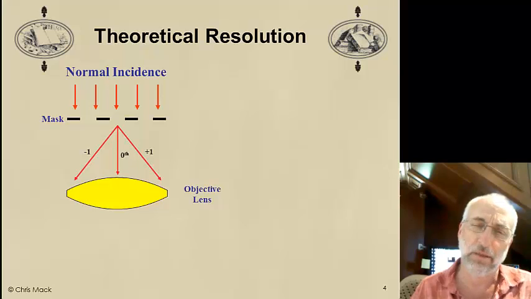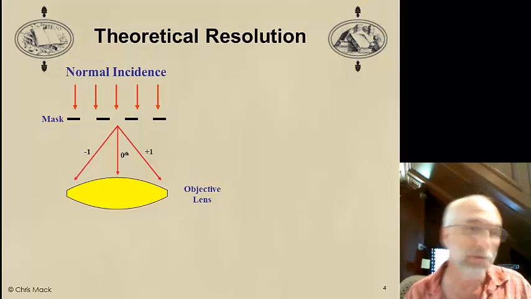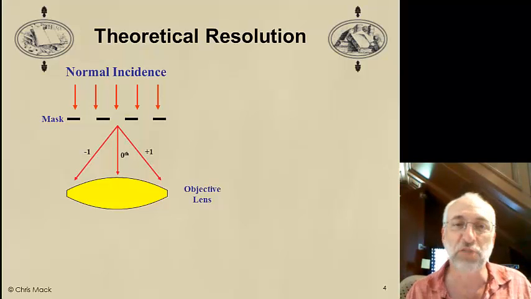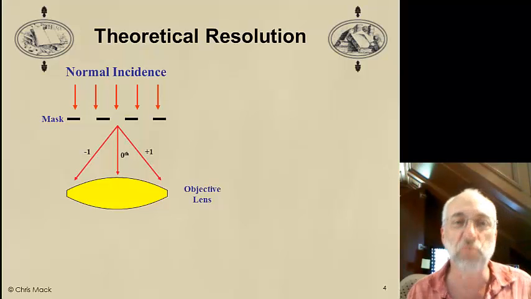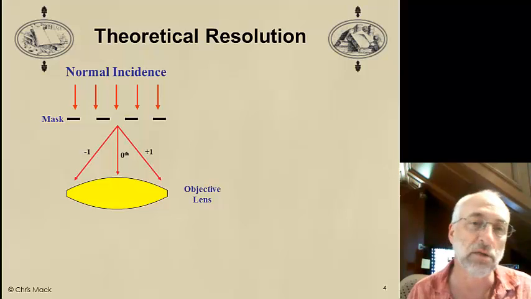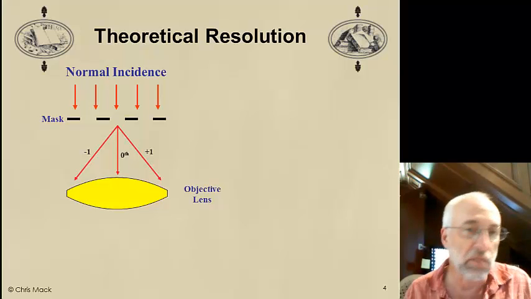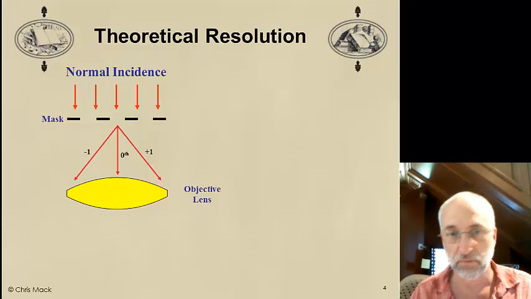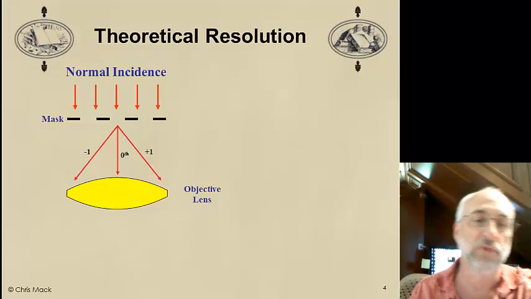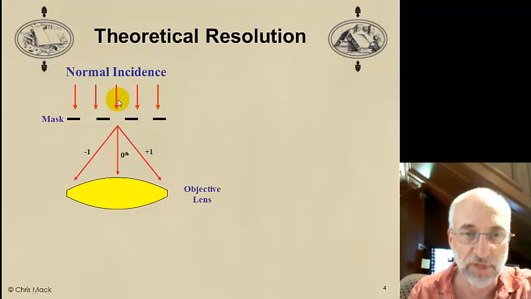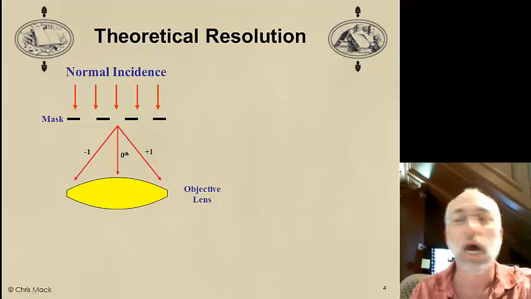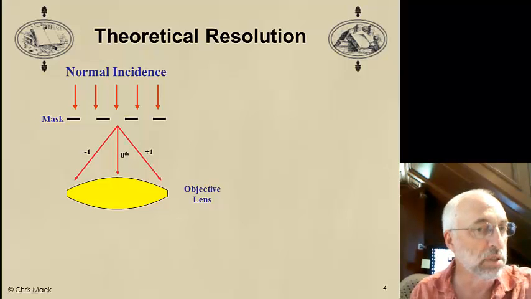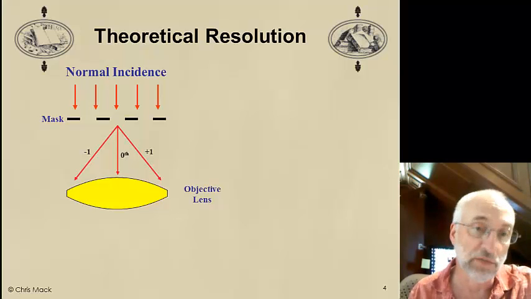Well, that's a very narrow definition of resolution, and you can have much broader definitions than this, but this will serve our purposes. What is the smallest pitch of a line space pattern that I can print, where printing means I get any image whatsoever? Well, let's think about it for a second. Suppose I have normally incident illumination on my mask. I get 0, plus and minus first orders. How many orders do I have to capture to get an image?